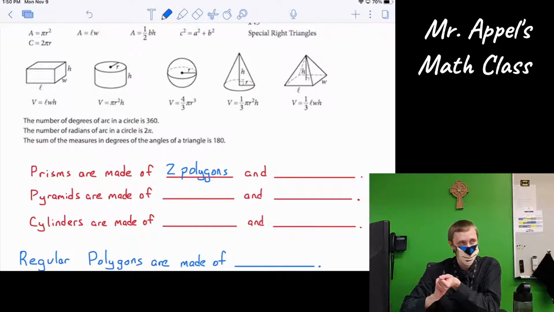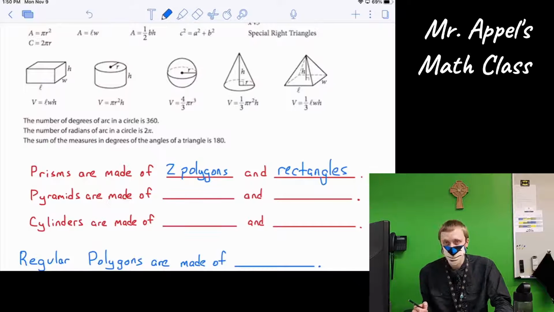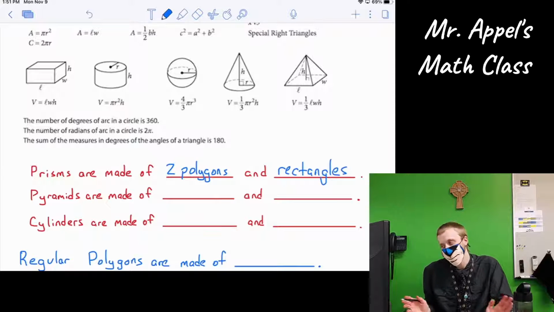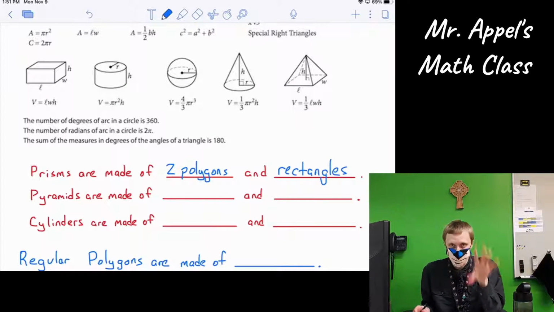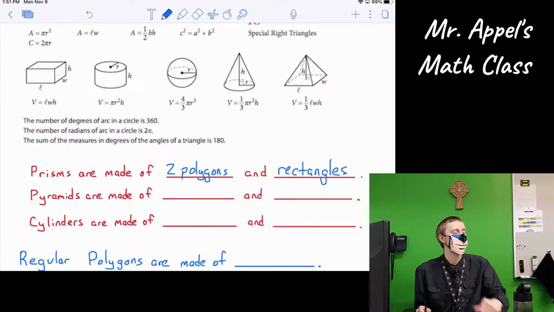A prism has two matching bases on the ends, and they are connected by what? What's the other shape that makes all the prisms? It is rectangles. Right? Okay, well, okay, Leslie, yes, technically you are correct. Those shapes then are composed of lines, but you cannot find the area of a line all by itself.